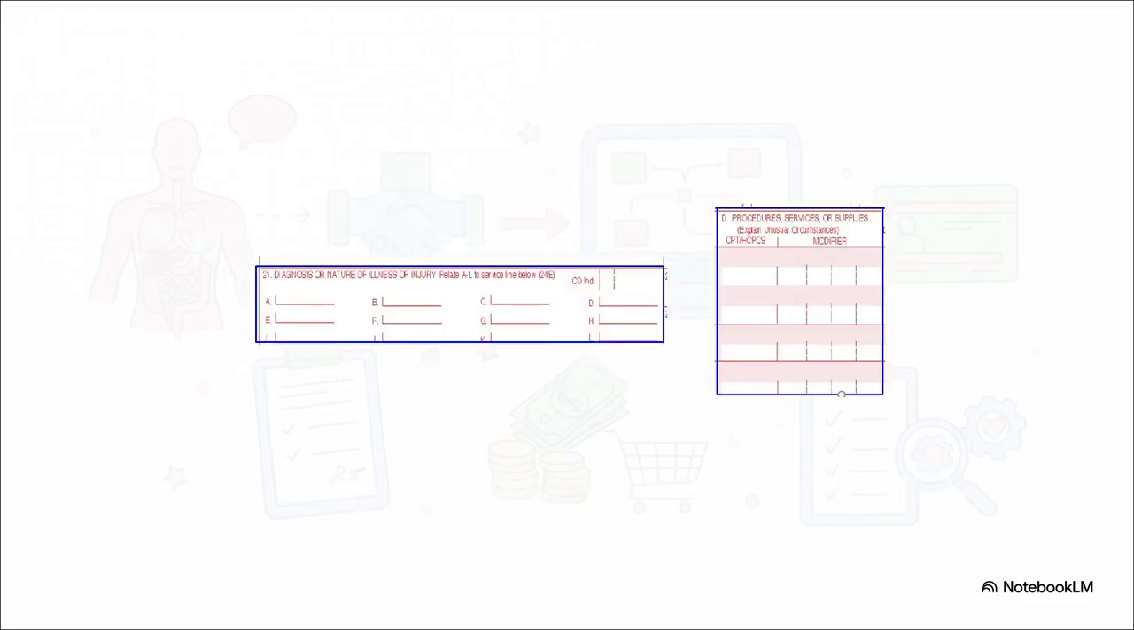And check this out. If you look closely at the form, you can see our two main characters have their own dedicated spaces. Box 21 over here, that's for the diagnosis codes. The ICD codes are Y. And then you've got box 24D, which is for all the procedures. The CPT codes are what? The form is literally designed to tell the complete story. This is what was wrong, and this is what we did about it.